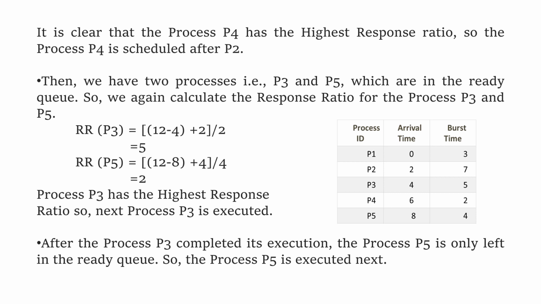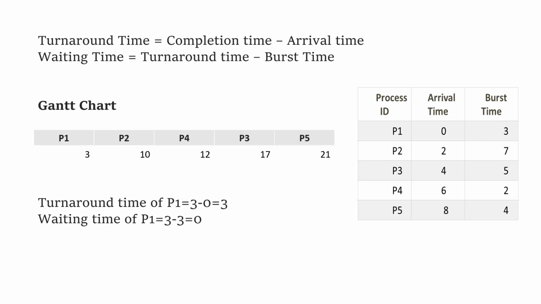Then we have P3 and P5 which are in the ready queue. So again we calculate the response ratio for P3 and P5. At this time when P3 enters the execution, the waiting time will be 12 minus 4, that is, P1, P2, P4 finish their execution at time 12. So we are taking 12 minus its arrival time, which is 4. Like this P5 also is calculated, and now we can see P3 has the highest response ratio. So P3 will be scheduled next, and then the only process left, P5.